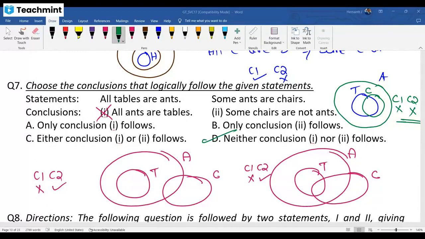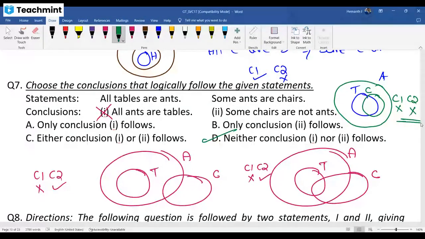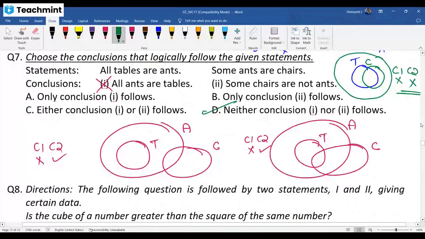Neither nor. Syllogisms look very simple, but that's where your main core point will come into the picture. So please focus more and more on syllogism concepts. Right? One more question. Oh, fine.